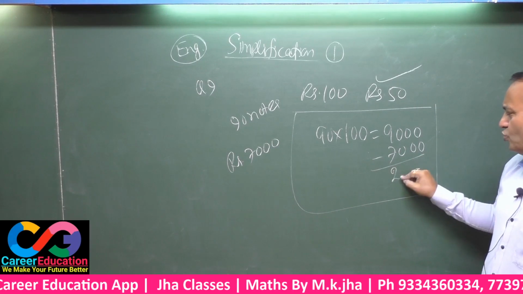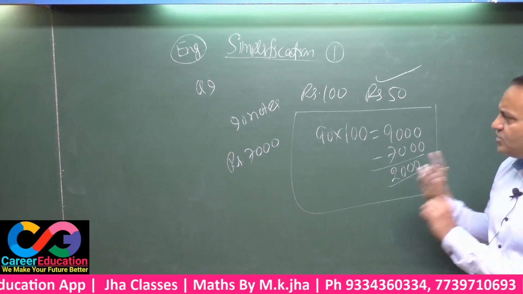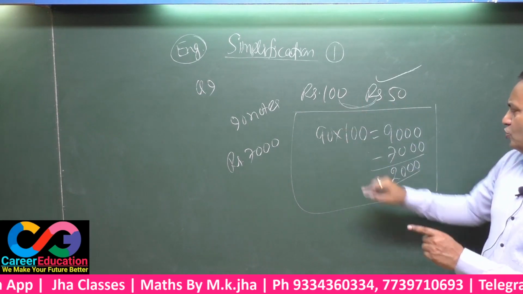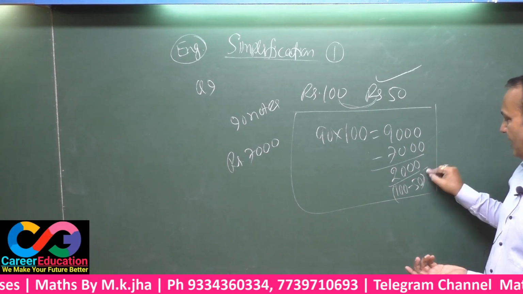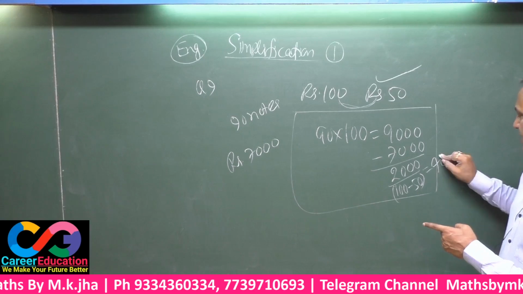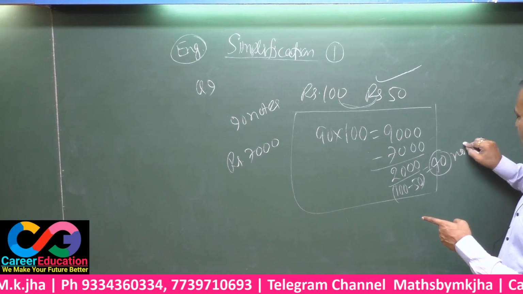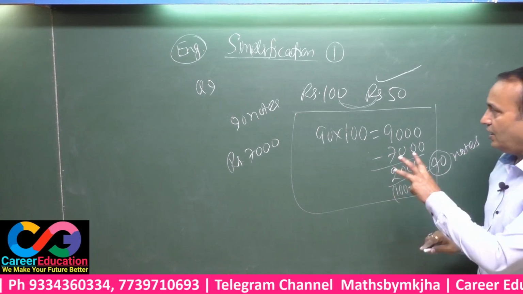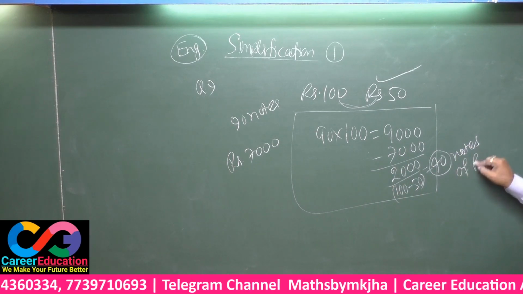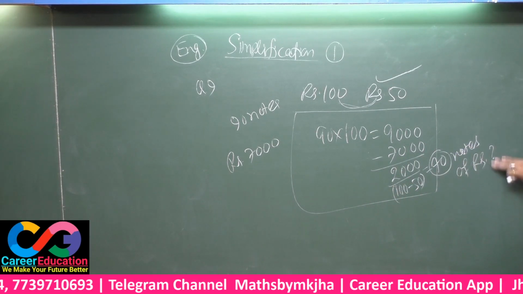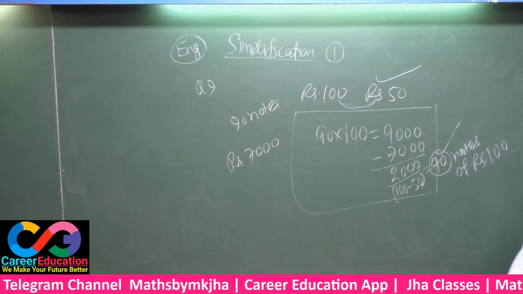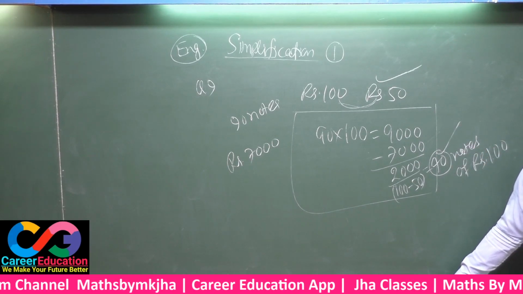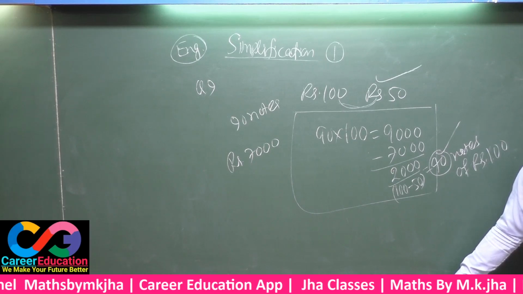The difference is 2000. This must be divided by the difference of the two, that means directly 50 you can write here. And 2000 by 50 is 40, that means 40 notes must be your answer. There are 40 notes of rupees 50 in that box. This is the correct answer. Match the answer. 40 must be the right answer of question number 9.